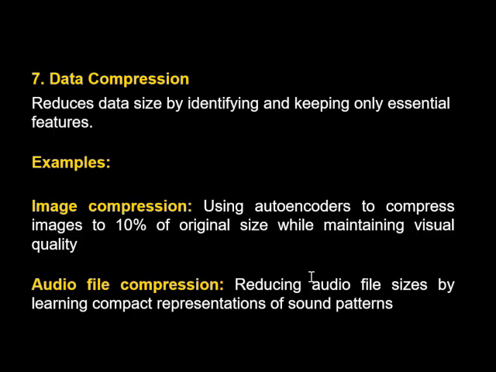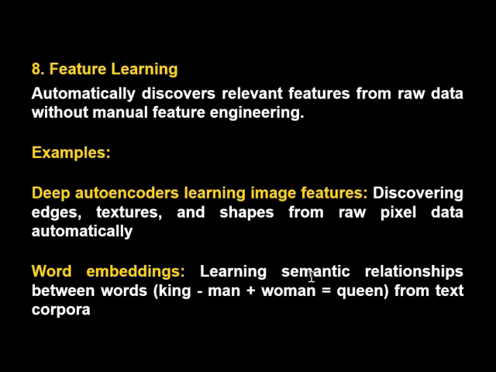The example, autoencoders compress images while preserving quality. By maintaining similar quality, it will try to compress the images. That is the advantage of this. Audio compression reduces file size using learned sound patterns. The next one is feature learning.